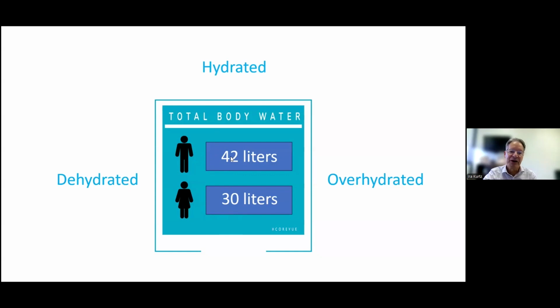So if a larger male has 50 liters of water in their body, then anything that's significantly under 50 for that person is how we define dehydrated. And anything over that significantly would be overhydrated. So the concept here is that we have a certain amount of water in our body at all times based on our size. And when we use the word dehydrated and overhydrated, we're not talking about how much we drink. We're talking about the amount of water that's actually in our body.